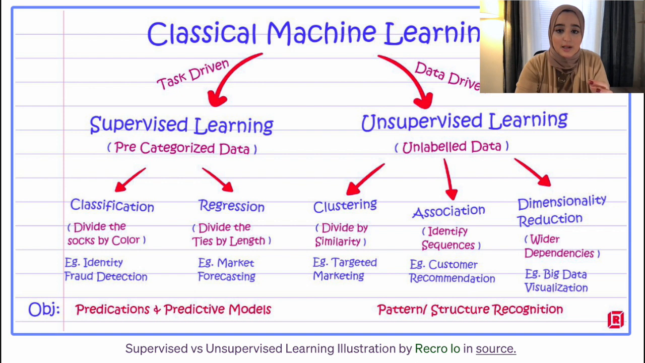All right, so in summary, supervised learning is a task-driven approach. We are creating predictions and predictive models. Unsupervised learning is more of a data-driven approach, and we are trying to generate patterns and structure to recognize and better understand our data. And semi-supervised is a hybrid of these two, when we come across a scenario where we have a small portion of labeled data and a huge chunk of unlabeled data.